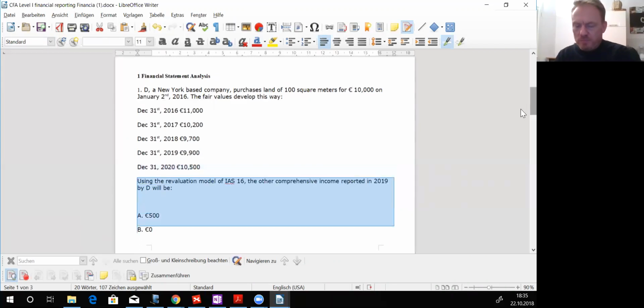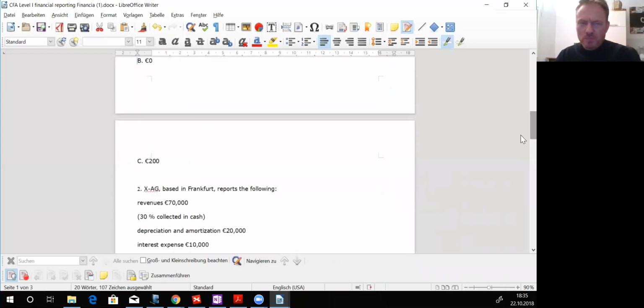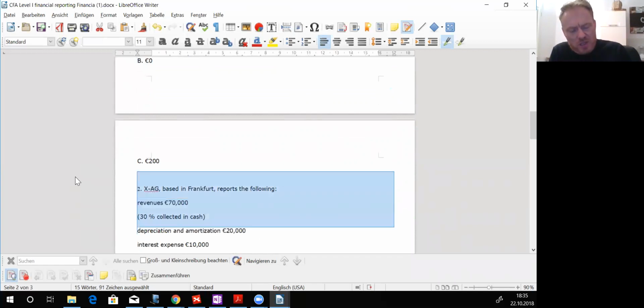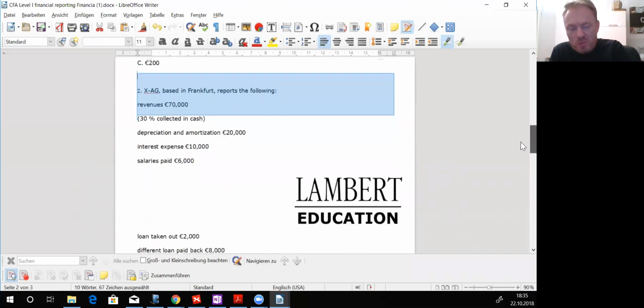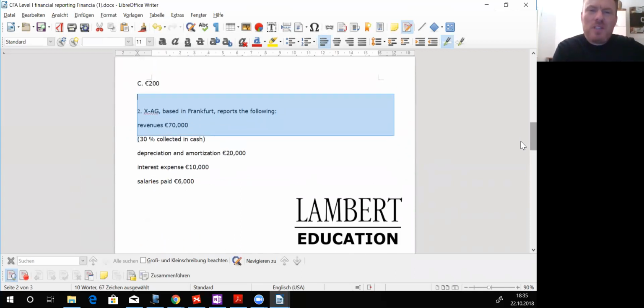Now, I'm sure revaluation surplus is going to be part of your next CFA level 1 exam. I'm pretty sure about it because it's important. It's always very important. So be aware you fully understand the meaning of revaluation surplus, and I hope I could be of a little help with this small question. Let's go to the second one.